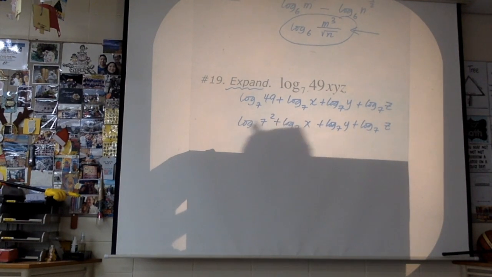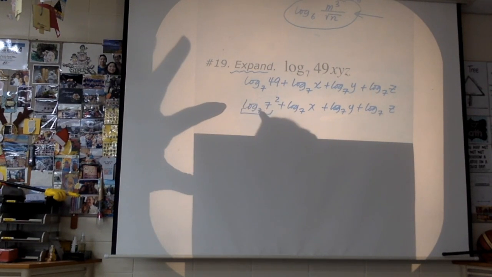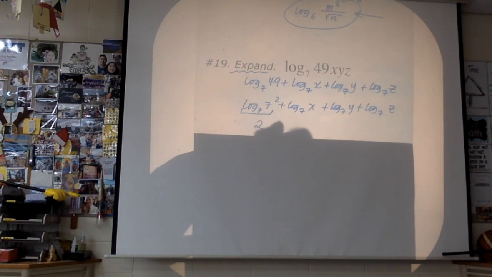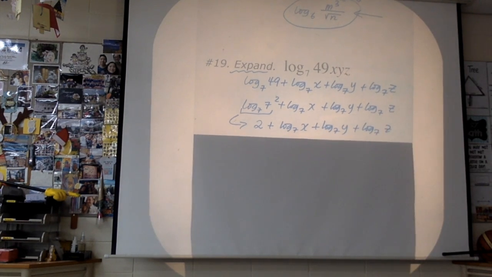Now, look here. You remember this? Base 7, 7 to the second power. That's actually the power rule, so the 2 comes here. But what's log base 7 of 7? It's just 1. So that's actually going to become 2. Ask me why, okay? And then your answer is going to be 2 plus log base 7 of x plus log base 7 of y plus log base 7 of z. That's your final answer. Your solution is here, okay?